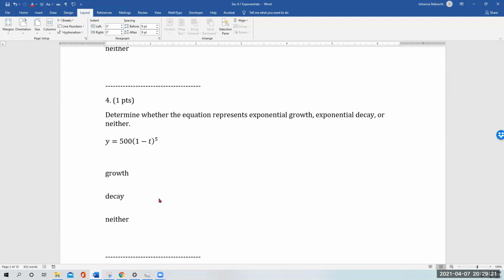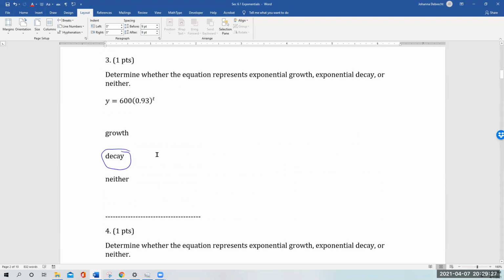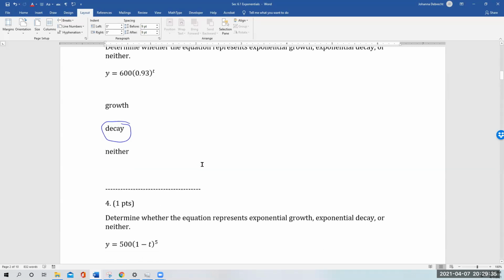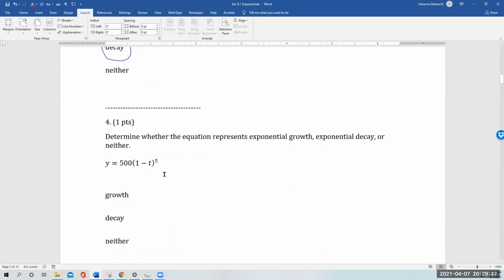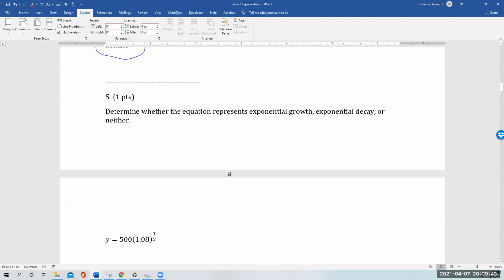Exponential equations have constants for the base and variables for the power. Just like in this problem, we had a constant 0.93 for the base and a variable for the power. That makes it exponential. This problem is not an exponential problem. It's not exponential growth or exponential decay, so it's neither. Let's take a look at the next problem.